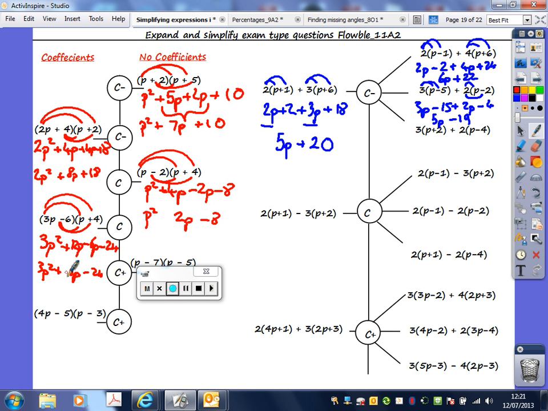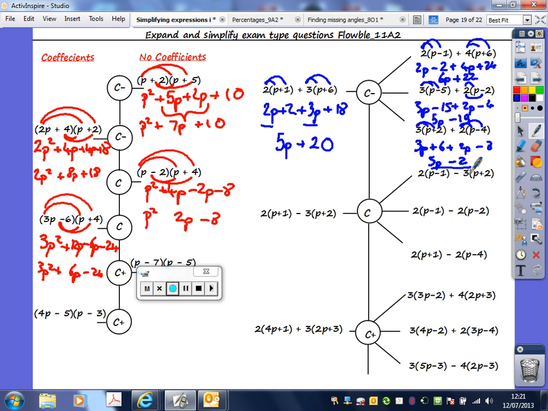Right, back up to the other side. So this time, we've got a negative at the end of the second bracket. So let's do the first bracket first. So 3 times by p is 3p. 3 times by 2 is 6. Over this side, 2 times by p is 2p. And then 2 times by negative 4 is negative 8. So that positive is in the middle still. We've got 3p plus 2p is 5p. Then we've got 6p, take away 8p. Negative 2. There we go.